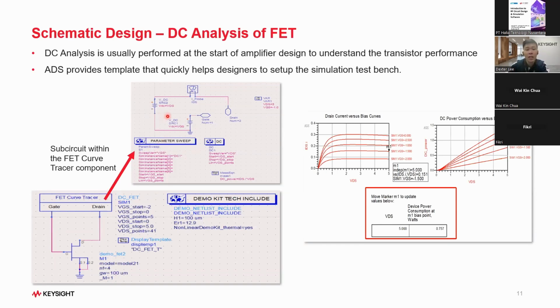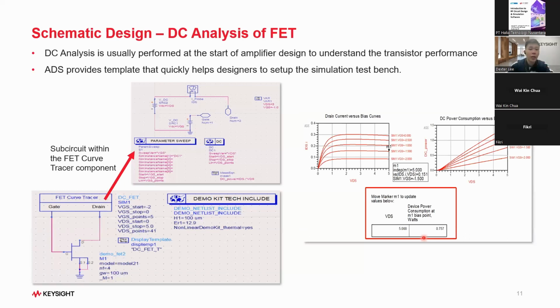So what we are doing here is a voltage sweep. Okay, so we sweep from these parameters here. And once we run the simulation, we can look at the IV curve of our transistor, understand the drain current versus bias current performance and the power consumption, and determine what would be the VDS and VGS that will be good for us to operate for our design here.